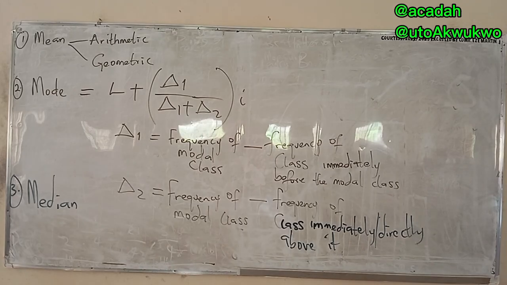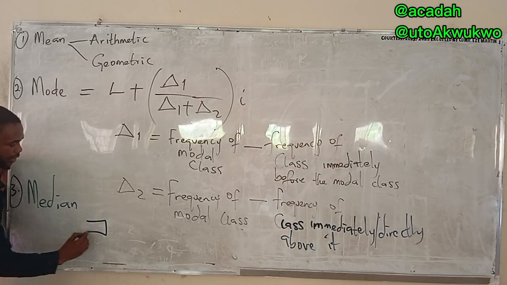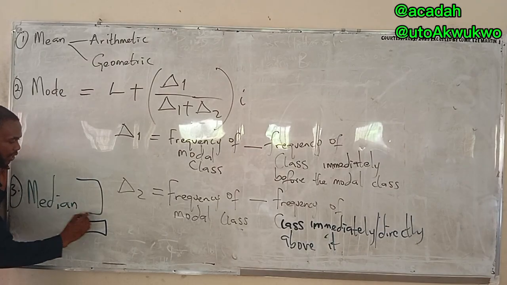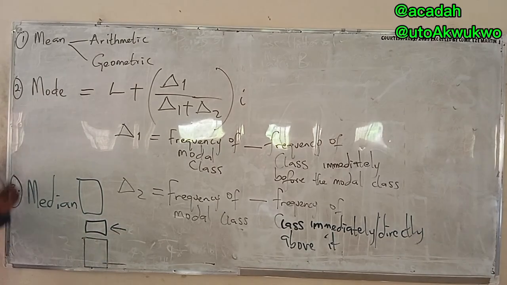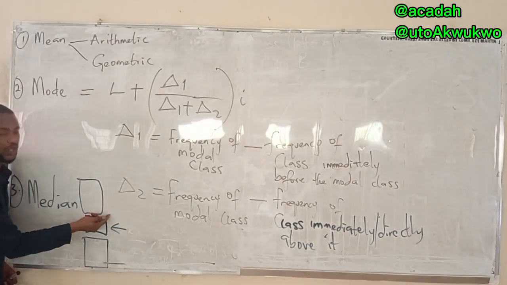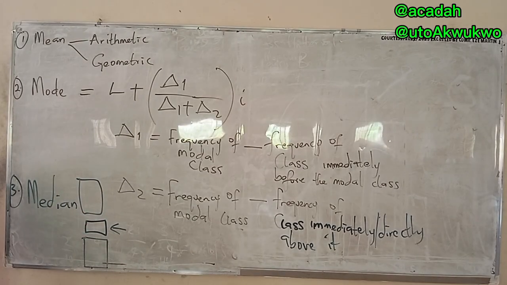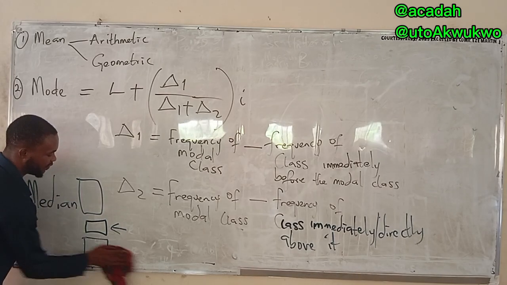So for a median, if I have a block here and another block this way and another block this way, this can only be the median if what I have down here is equal to what I have up here. So we say that median is simply the statistical method for determining the value that is exactly in the middle of a distribution. It's exactly at the center of the distribution.